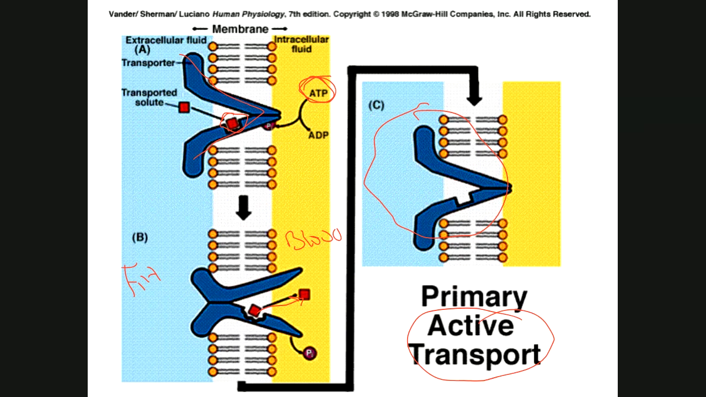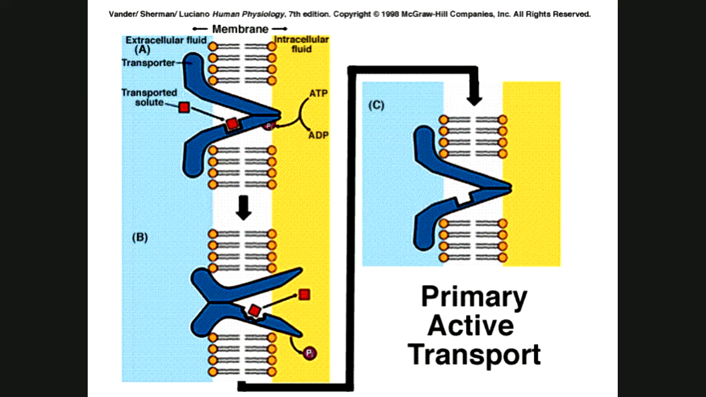And because it's active transport, we can move against the gradient. So even though there's a lot of sodium already over here, we can keep moving sodium in because it's active transport until there's very little sodium left out here.